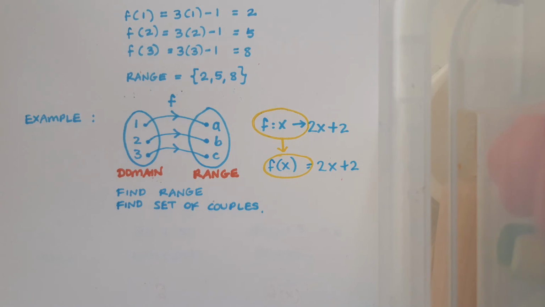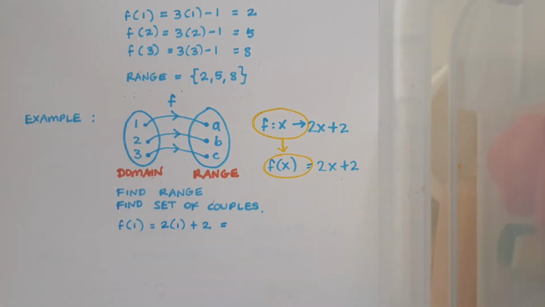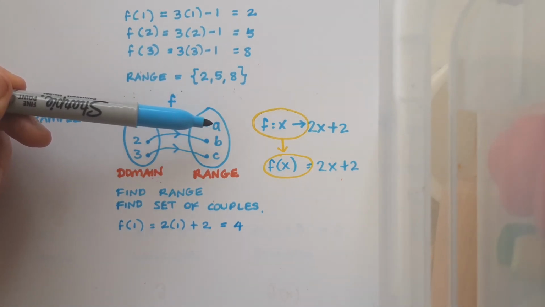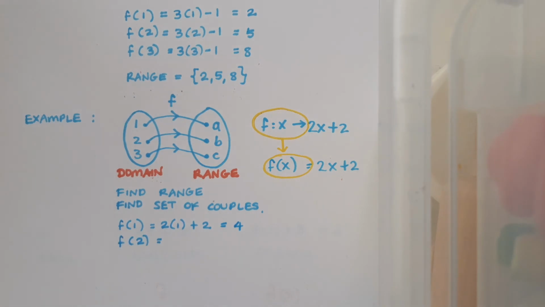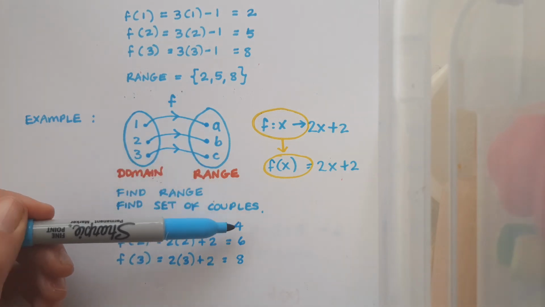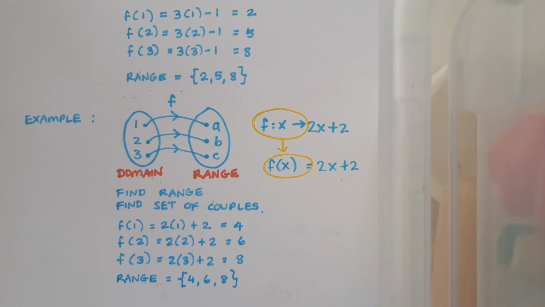At this stage, pause the video and put these inputs into the function yourself and see what results you get for A, B and C. So first of all, I have f of 1, which comes out as 4. So A, this position in the range, is just the number 4. f of 2 is next, and in this case that comes out as 6. And finally f of 3 is 2 times 3 plus 2, which is 8. So the A, B and C in my set are actually the numbers 4, 6 and 8, and so my range is 4, 6, 8.